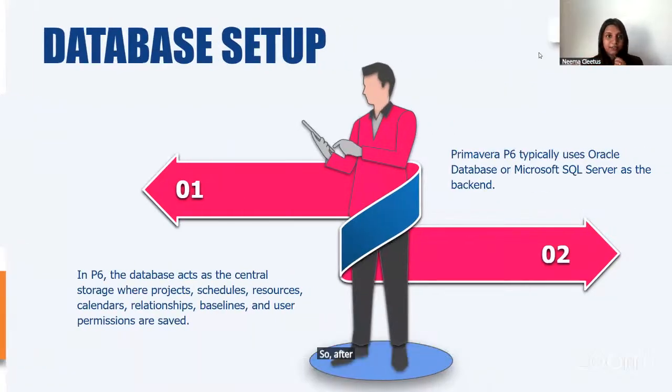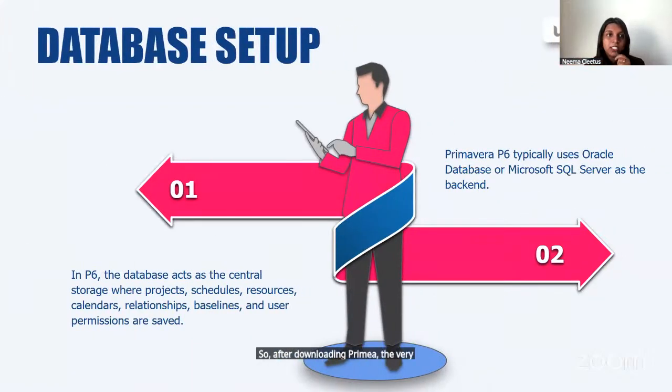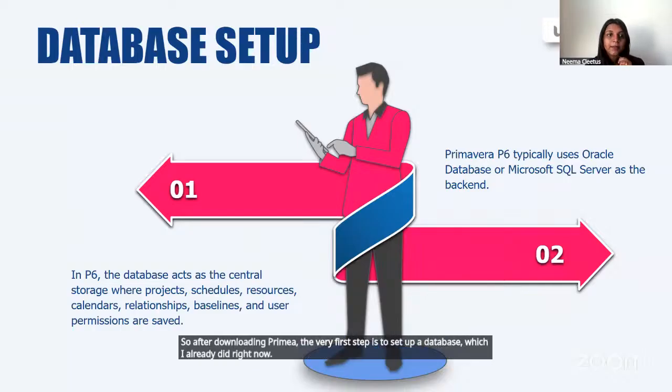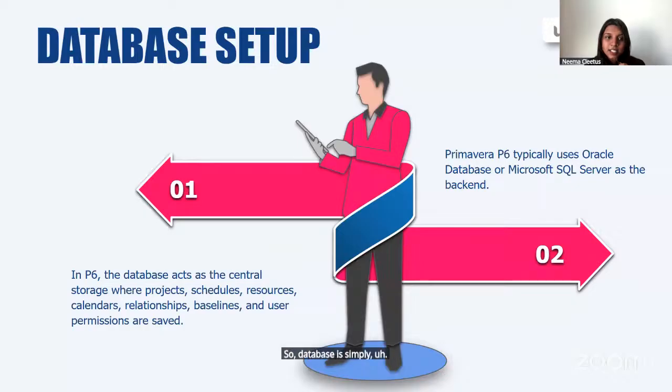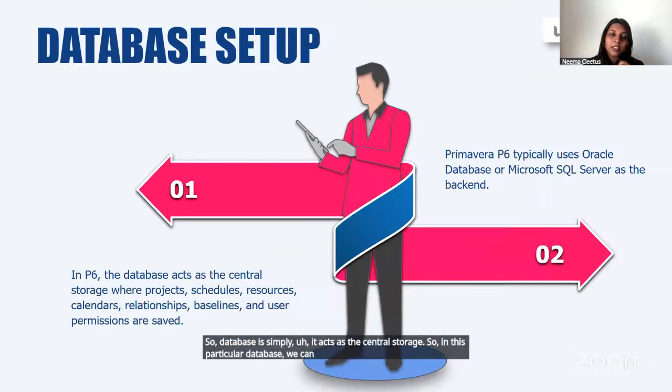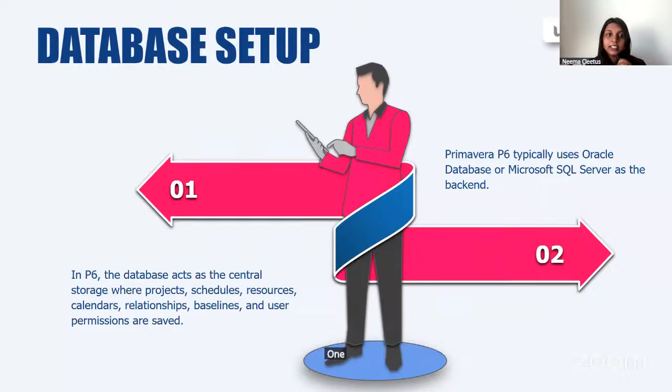So after downloading Primavera, the very first step is to set up a database, which I already did right now. So a database simply acts as the central storage. In this particular database, we can create projects, and more than one project we can create in one database. And this database will only work in our system. It won't be working in any other lab or system you're using. So the data will be confidential.